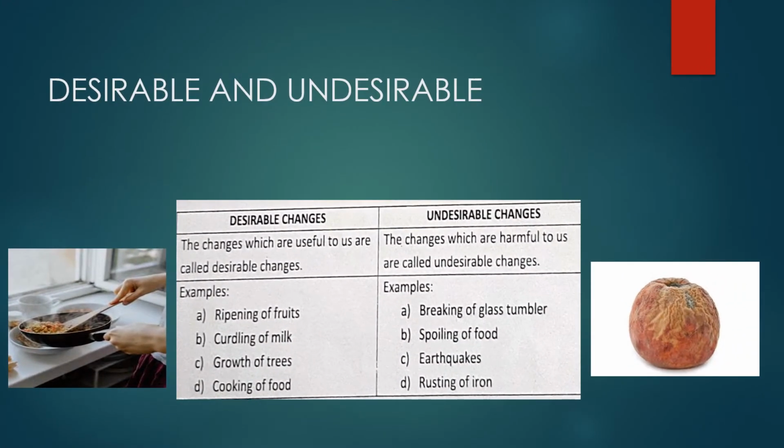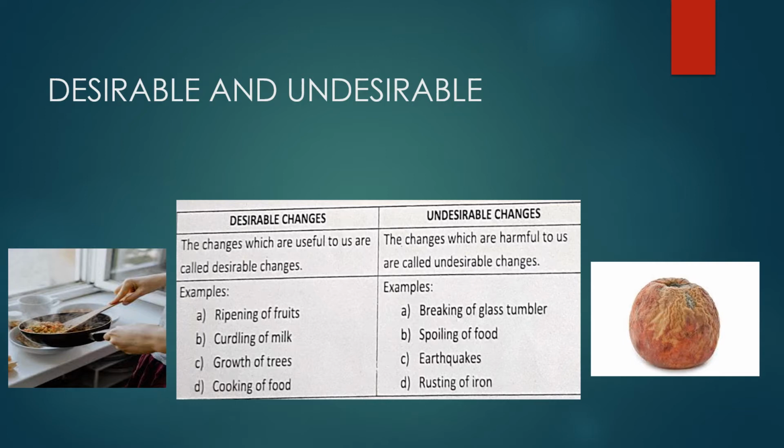Now, there are certain changes which are desirable, that is useful, and certain changes which are undesirable, that is not so useful. Desirable changes, for example, are ripening of fruits, curdling of milk, growth of trees, and cooking of food. These are all changes which are required and they are useful. Whereas there are certain changes which are undesirable and they are harmful rather than being useful. For example, if your glass tumbler breaks, this is also a change and it is an undesirable change, the change that you do not require.